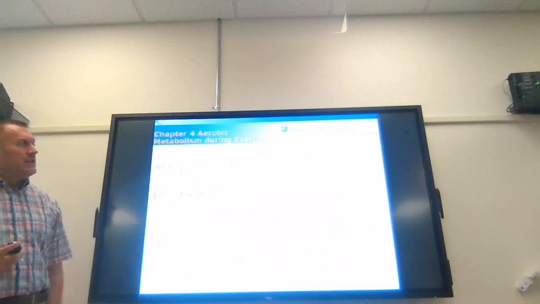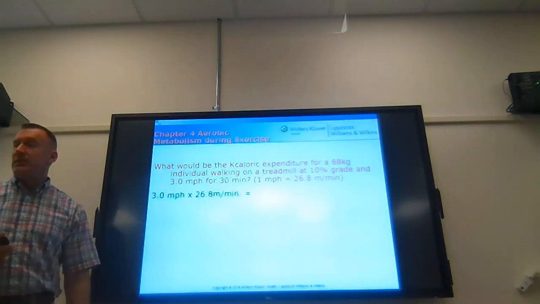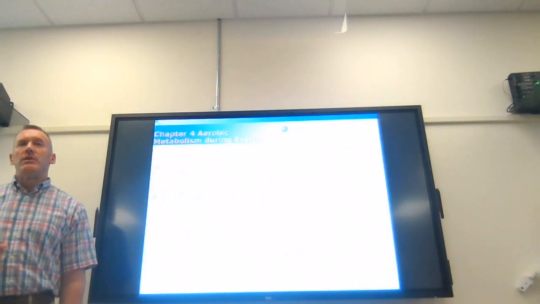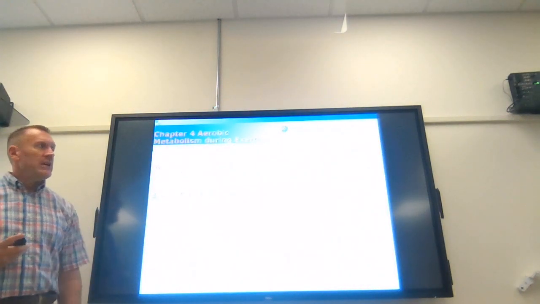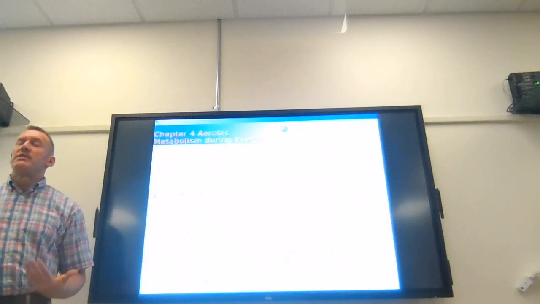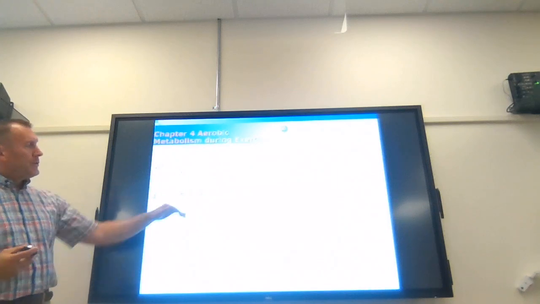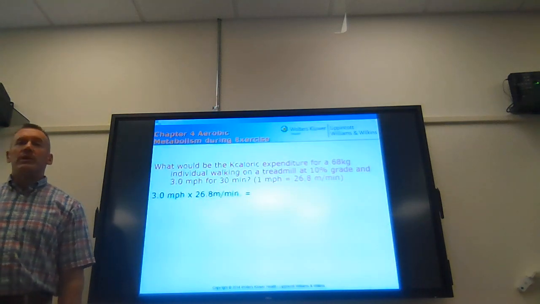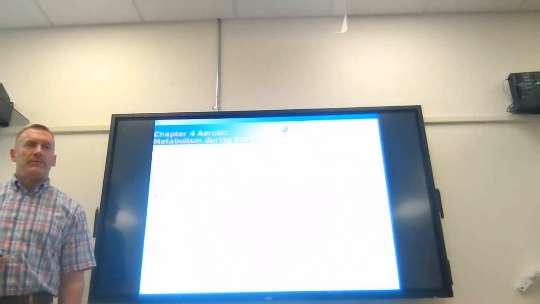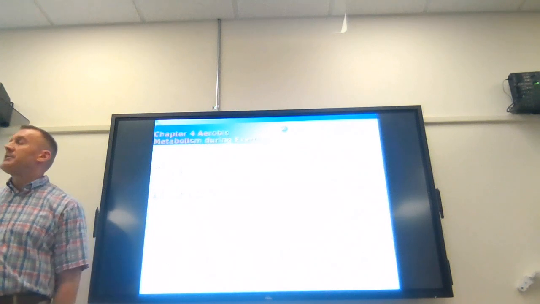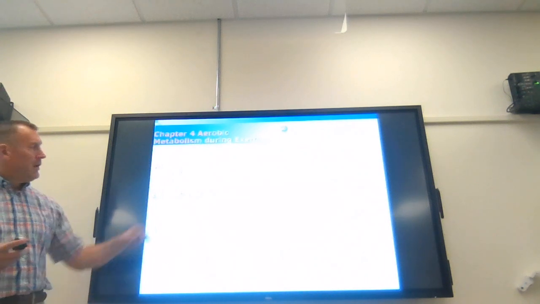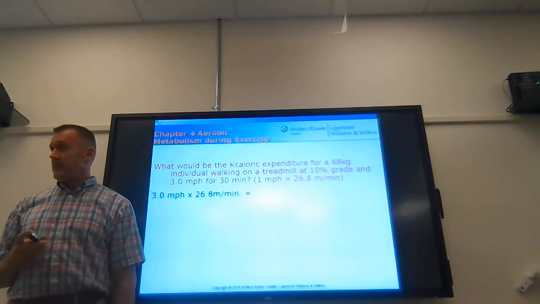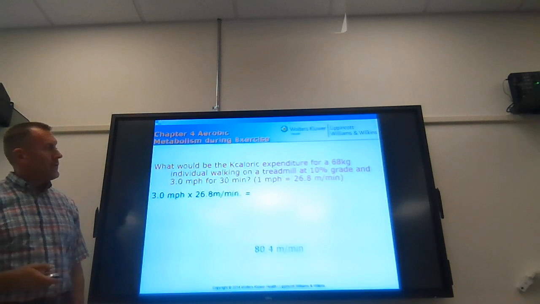So the first thing we need to do is convert miles per hour to meters per minute. So that's how these equations work, is in metric units. So we need to go with meters per minute. So no matter what your miles per hour are, if you multiply by 26.8, that will convert it to meters per minute. So it doesn't matter, 2.5 miles per hour, 3.54, you multiply it by 26.8, you're going to convert it to meters per minute. So easy to remember.